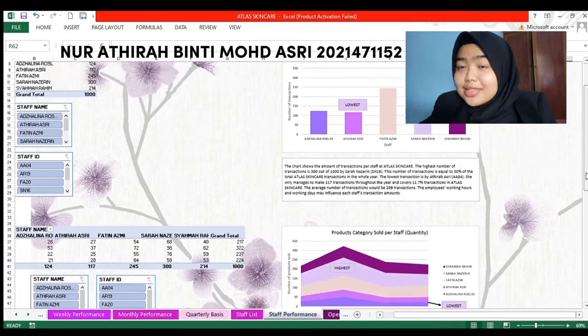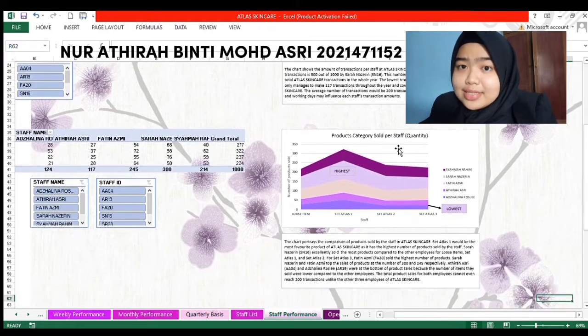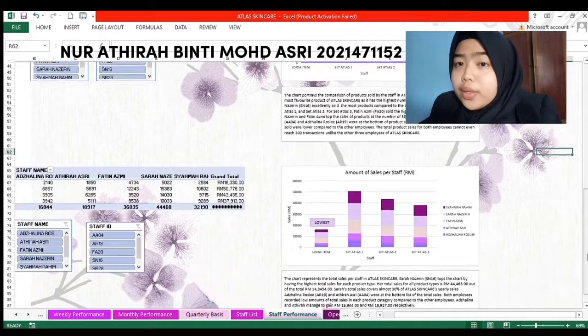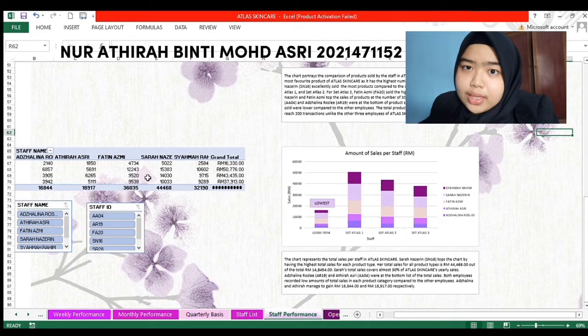16,844 ringgit. Sarah NAZERIN won the title as Atlas Skincare's best worker for 2 years in a row, and it is not a surprise when she can ace every product sales category. Staff with low contribution and sales may need some training to enhance their skills and increase the sales.